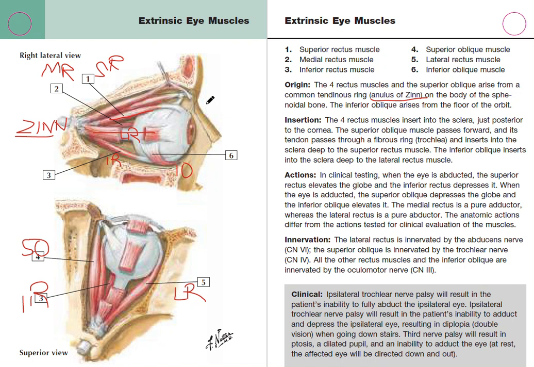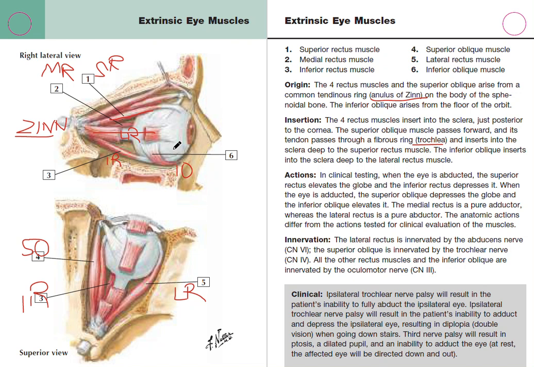The 4 rectus muscles insert into the sclera, which is the white of the eye, over here, just posterior to the cornea. The superior oblique muscle passes forward and its tendon passes through a fibrous ring or a trochlea and inserts into the sclera deep to the superior rectus muscle. The inferior oblique muscle inserts into the sclera deep to the lateral rectus muscle.